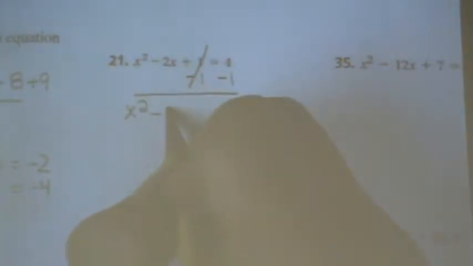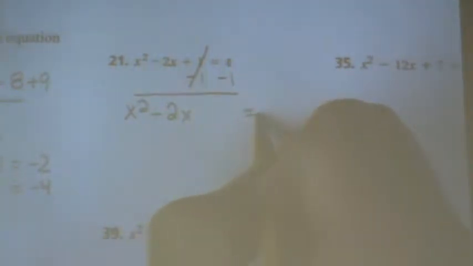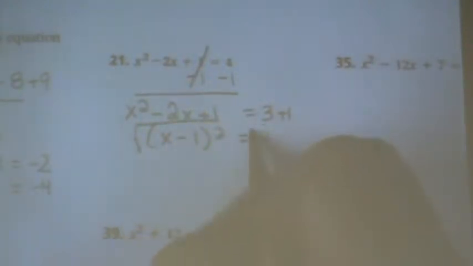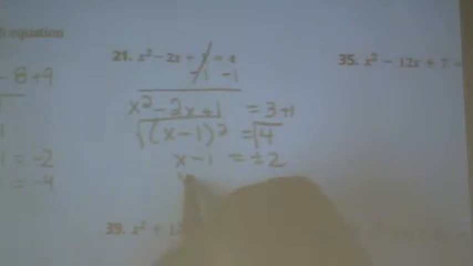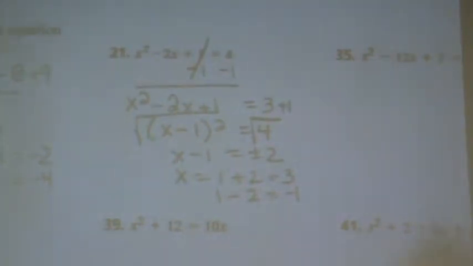Number 21, you're going to subtract 1 from both sides. So you get x squared minus 2x equals 3. Half of negative 2 is negative 1, squared. You're going to add 1 to both sides. Factor. Square root. You get x minus 1 is plus or minus 2. And add 1. 1 plus 2 is 3. 1 minus 2 is negative 1.